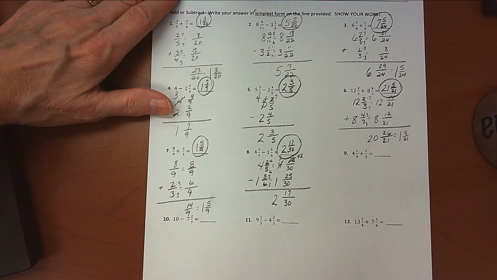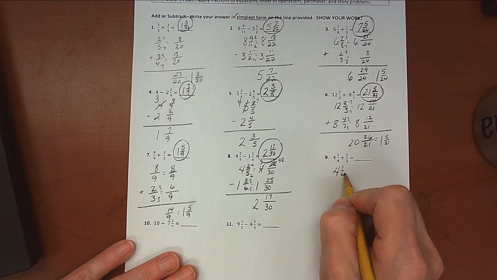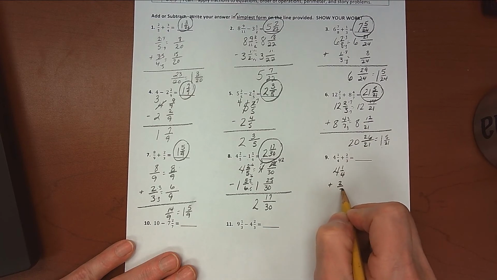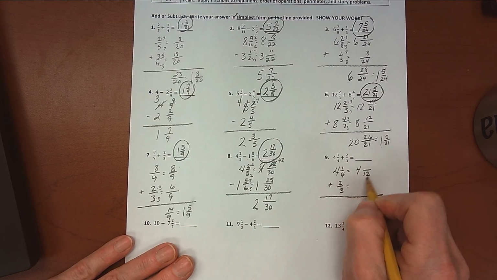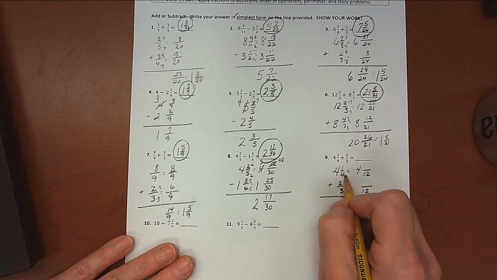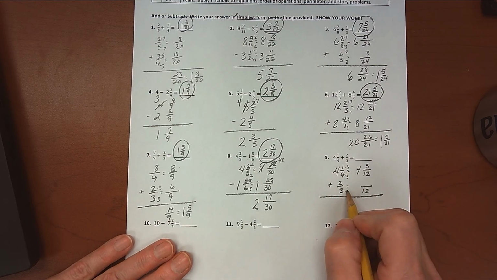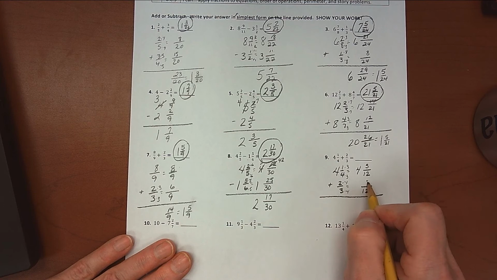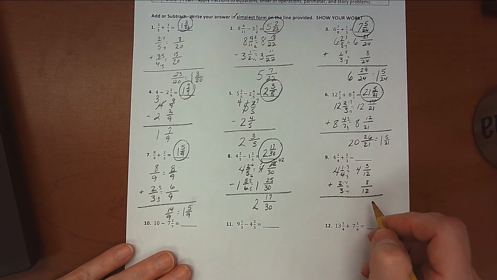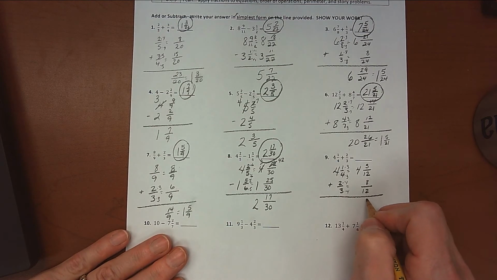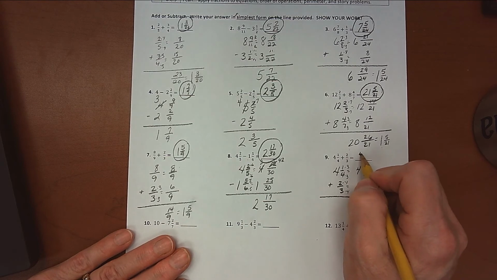All right, 4 and 1/4 plus 2/3. Use 12 as our common denominator. Multiply 3 by 4 to get 12, so 1 times 3 is 3. 3 times 4 is 12, 2 times 4 is 8. We're adding, so we add 8 and 3, and we get 11/12. 4 plus 0 is 4, so our answer is 4 and 11/12.